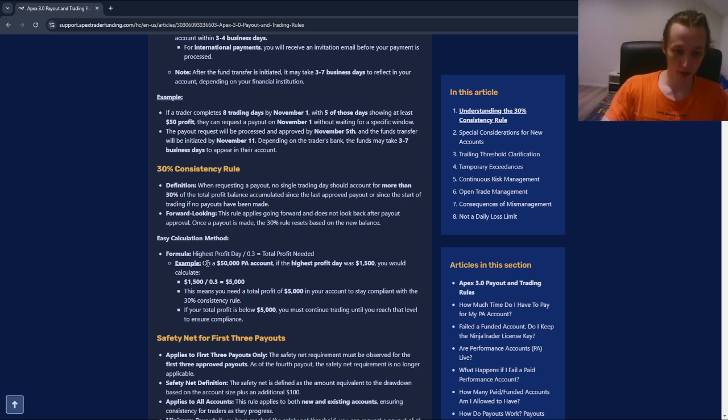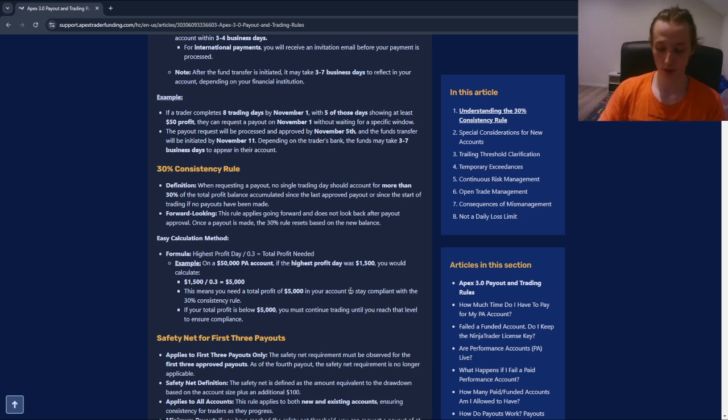Easy calculation method. So example, on a 50k PA account, if the highest day was $1,500, you would calculate, hold up, let me make the calculation myself. So 1500 divided by 0.3, that is $5,000 indeed. This means you need a total profit of $5,000 in your account to stay compliant with the 30% consistency rule.